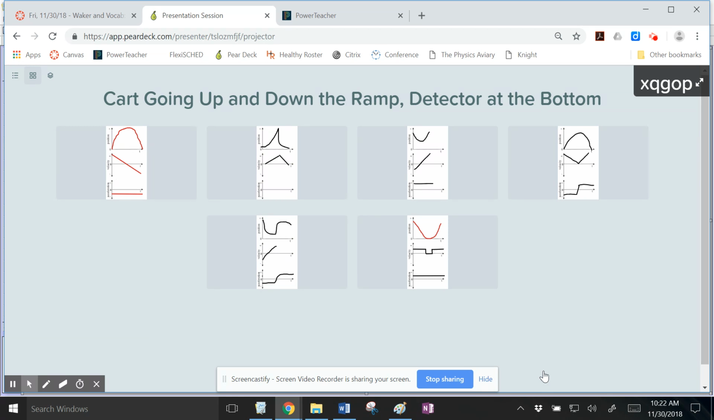So I need you to talk with your friends and neighbors about the position versus time graph. If the detector starts out at the bottom, the cart starts out by the detector at the bottom. Cart's gonna go like that, okay? So on this position versus time graph, when should your position be closest to 0? Run that by your neighbor really quick.